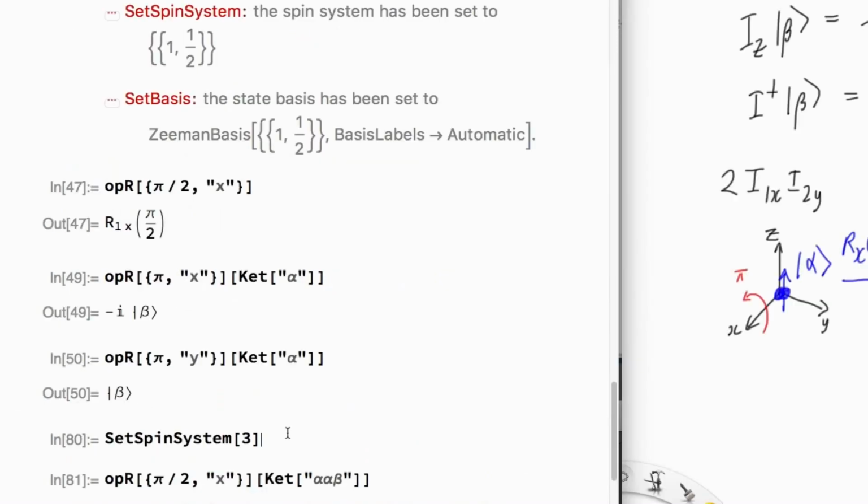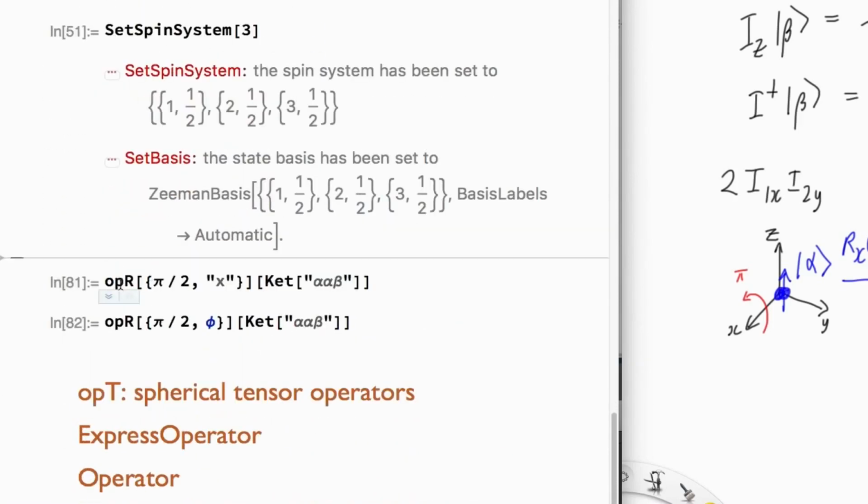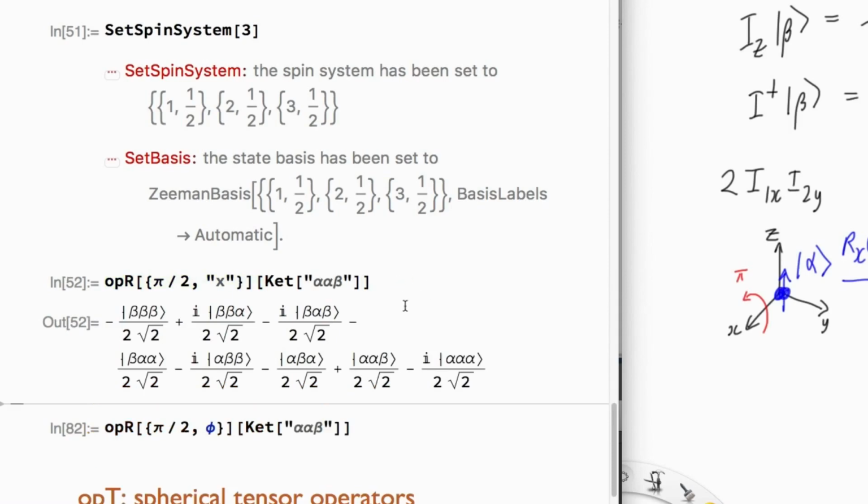Now we can do such manipulations also in multiple spin systems. So if we have a 3-spin system, and here I've set up to ask what happens if you apply a 90 degree rotation around the x-axis to a 3-spin system which is in state ket alpha alpha beta. And again, this is a computation where I couldn't say precisely what the answer is. The answer turns out to be rather complex. It's a mixture of many different spin states in the 3-spin system multiplied by all sorts of complex factors.